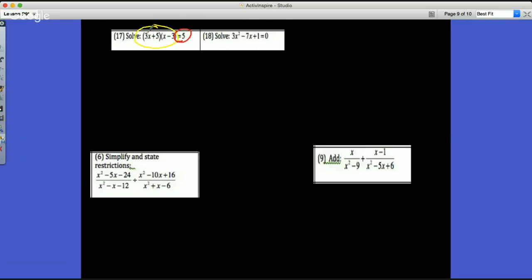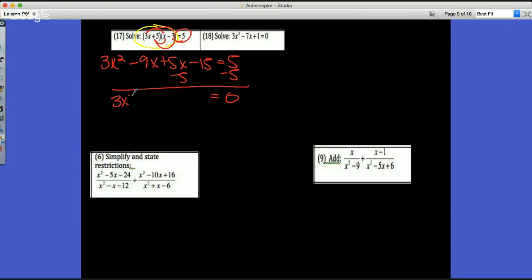So I've got to first distribute this on this side to get it out, and then I'm going to subtract 5 from both sides. So 3x times x is 3x squared. 3x times negative 3 is negative 9x. 5 times x is 5x, and 5 times negative 5 is negative 15 equals 5. Now, this is where I could subtract 5 to get it equal to 0. That's really important. To where now I get 3x squared minus 4x minus 20 equals 0.